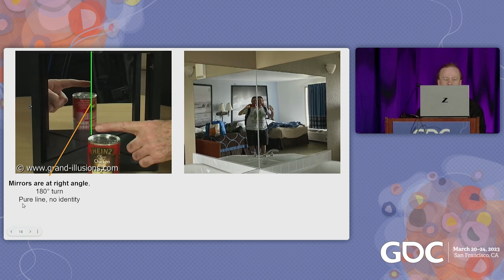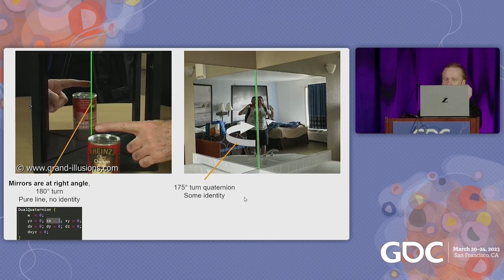This one, I just told you, the mirrors are at a right angle. It's a 180-degree turn. What that means is that this is a pure line reflection, we say, and it's got no identity. If you write it as a dual quaternion, it's a pure line. It's not got any identity component. It's got this component in here, and that defines the line of the dual quaternion. This is again a special kind of handedness-preserving rotation, where the writing on my shirt is not backwards.